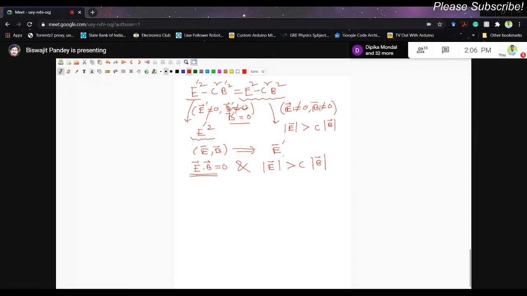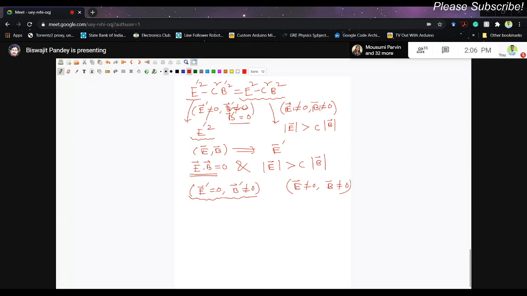Similarly, the other thing is quite trivial. If you look at this equation, if I say that E prime is zero, that means it is transformed into a pure magnetic field. So B prime is not equal to zero, right? On the other side, we have both electric field not equal to zero and magnetic field not equal to zero, right? On this primed side, we have only a magnetic field, no electric field.